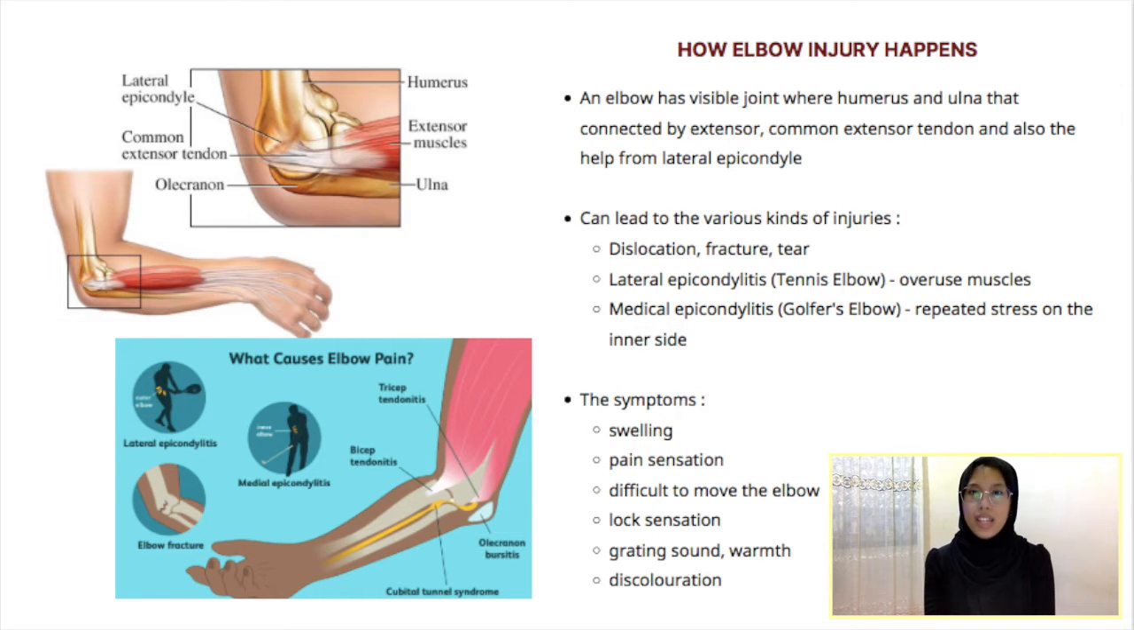But in a light case, which is not the worst case, you only encounter swelling, pain sensation, difficulty to move, and lock sensation. But in the worst case, there will be grating sounds, warmth when you touch your elbow, and discoloration, because it is related to infection and also other cases like a tear.